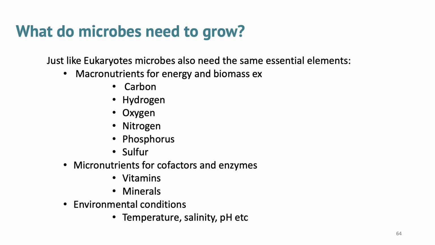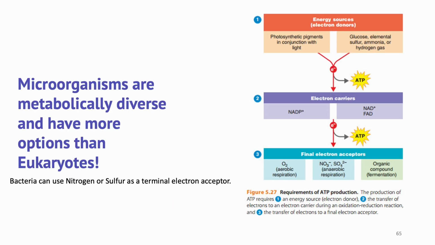Micronutrients are also very important for all life, and these are used as cofactors for enzymes. And those are vitamins and minerals. And then the other thing that you need to think about is the temperature, salinity, and pH. And again, I'm simplifying this for the purposes of this lecture, but we could probably fill a book with each of these different types of nutrient sources that microbes need to grow. And not just microbes, but anything that's alive.